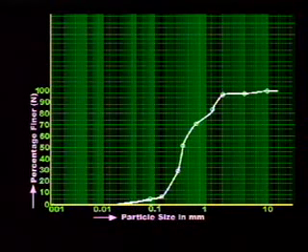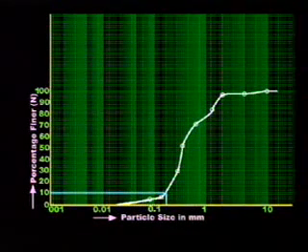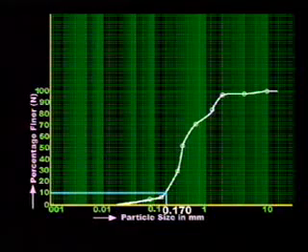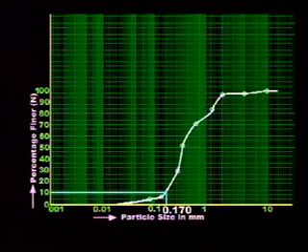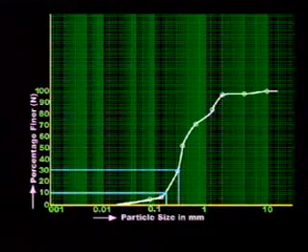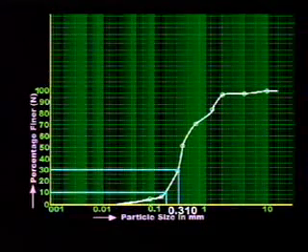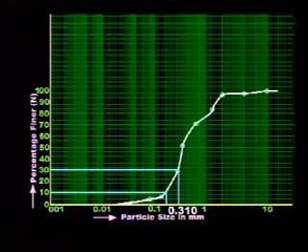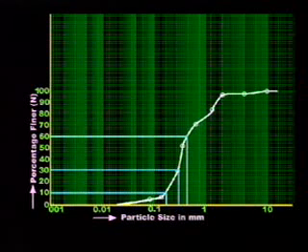For the present case, the value corresponding to D10 is 0.170 mm, the value corresponding to D30 is 0.310 mm, and the value corresponding to D60 is 0.480 mm.